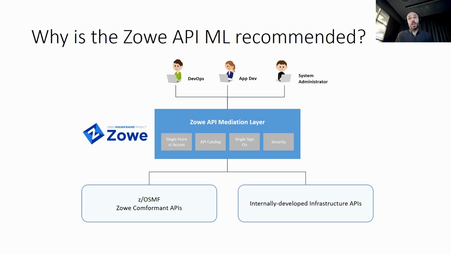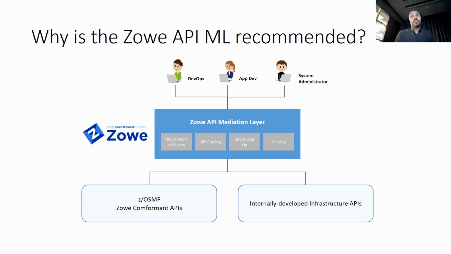Just in terms of some of the high level broad benefits, a single point of access to all of the APIs there at the bottom of the slide. The mediation layer uses only one port, so that's more secure. It minimizes the attack surface on z/OS, and on the client side, the roles there at the top only need to know the one port. They don't need to be remembering and accessing multiple ports to get to the services on the other side of the mediation layer.